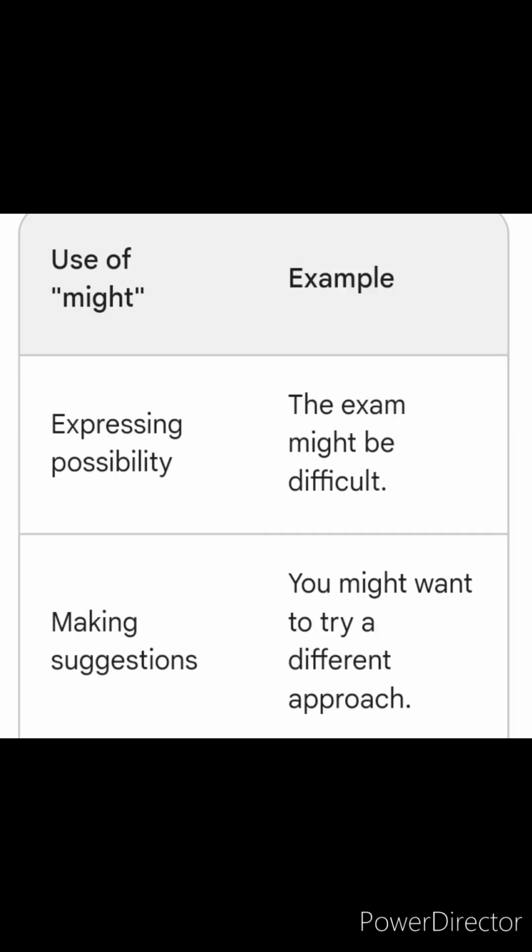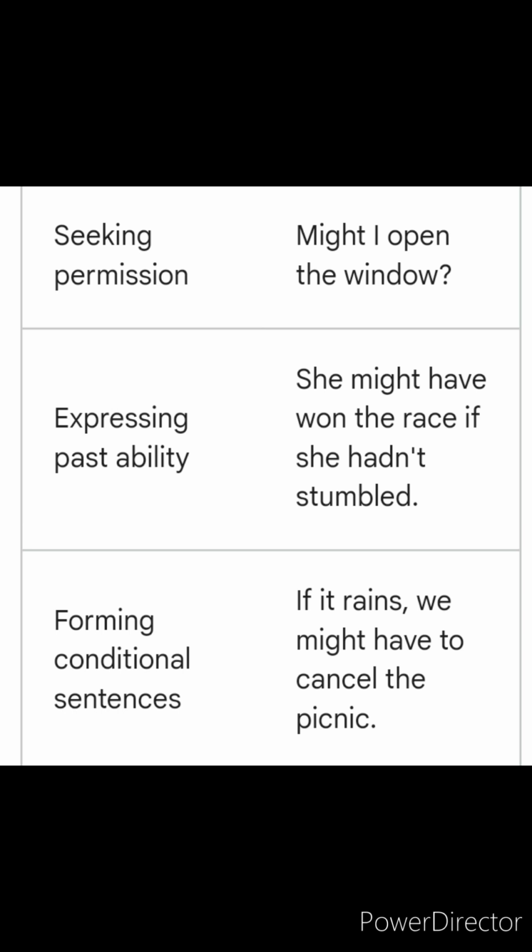Use of might. Expressing possibility: The exam might be difficult. Making suggestions: You might want to try a different approach. Seeking permission: Might I open the window? Expressing past ability: She might have won the race if she hadn't stumbled. Forming conditional sentences: If it rains, we might have to cancel the picnic.